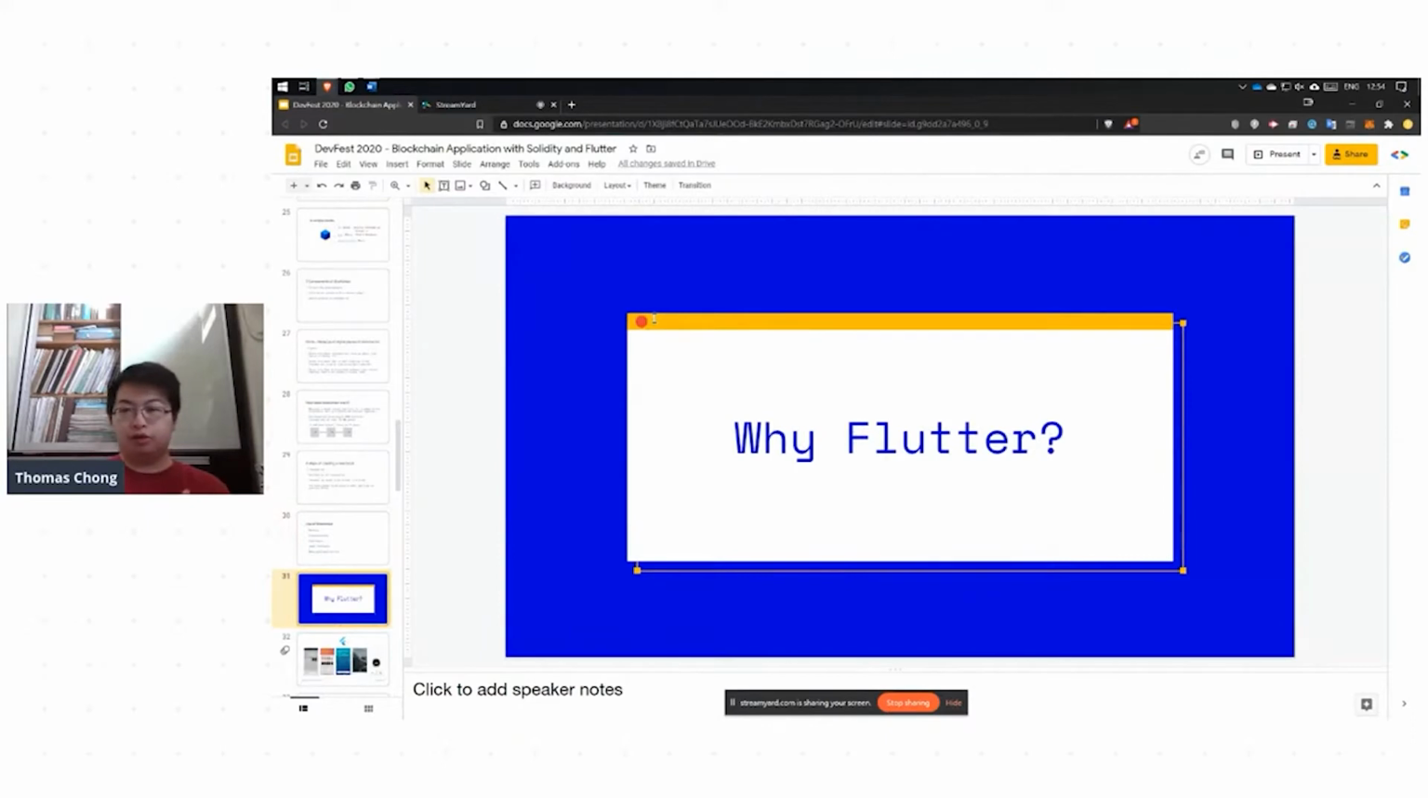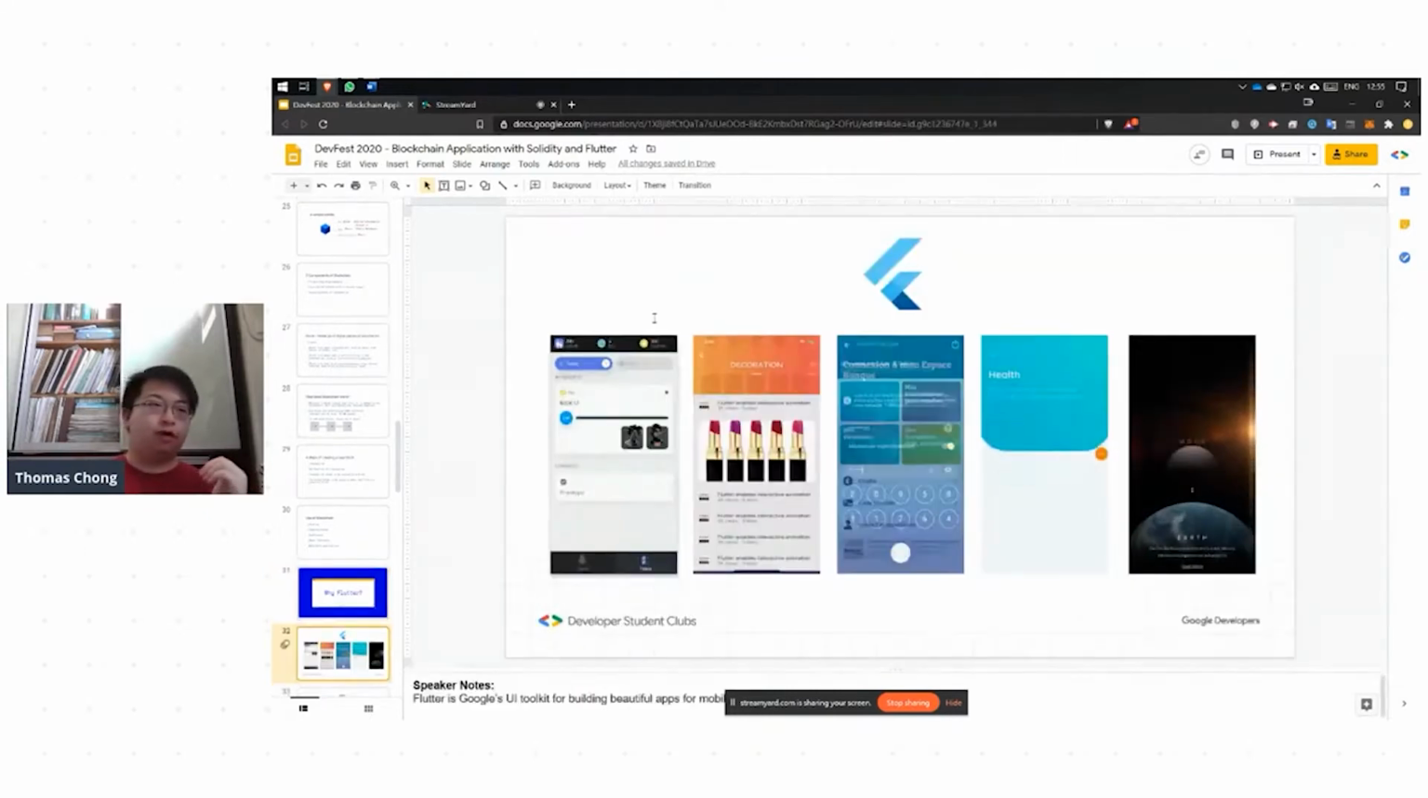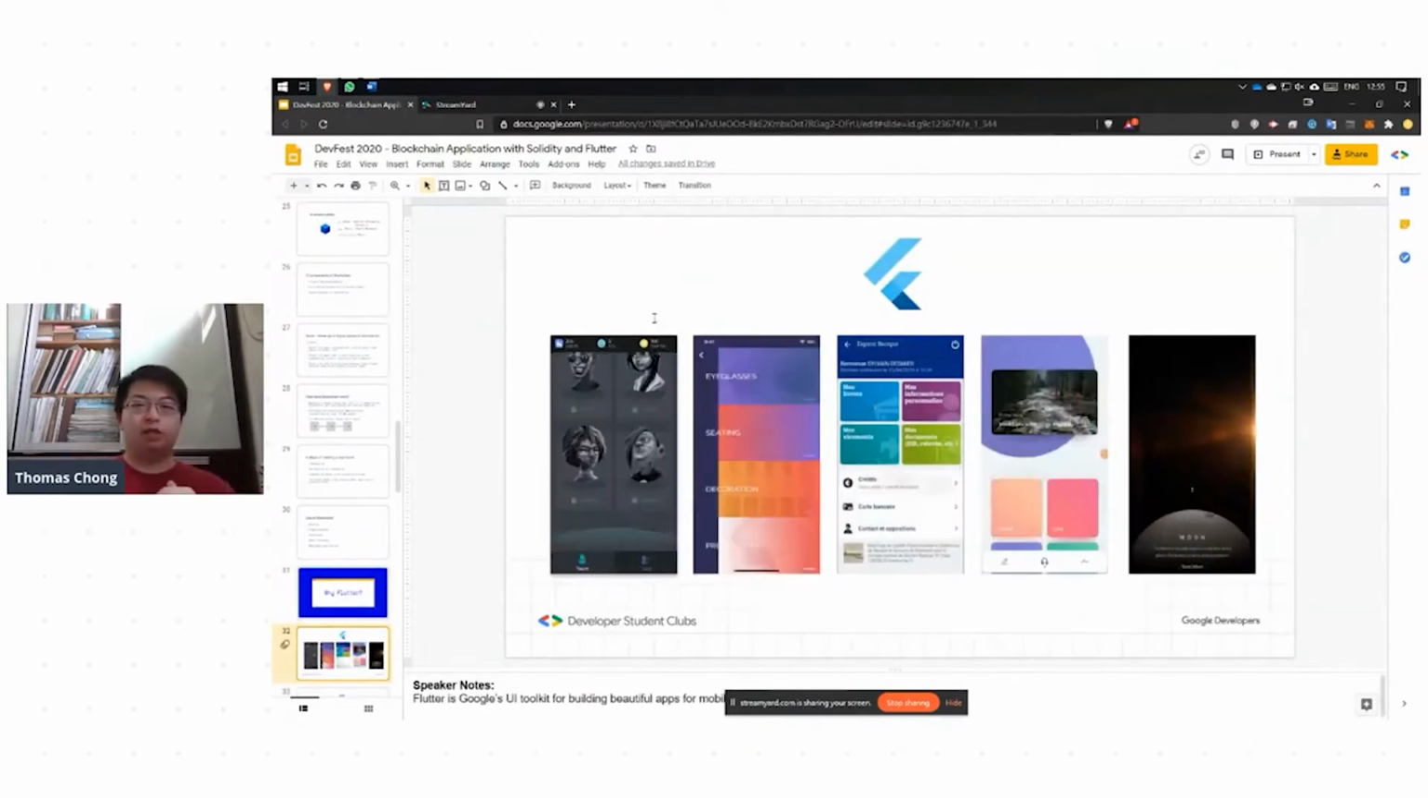Okay, so today's topic is also related to Flutter. So at last, I will try to build a very simple blockchain app using Flutter. Lots of blockchain applications are built for the web, but why are we trying to build in Flutter? Because Flutter has a lot of advantages.